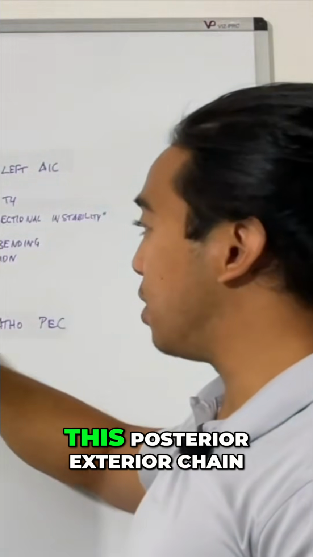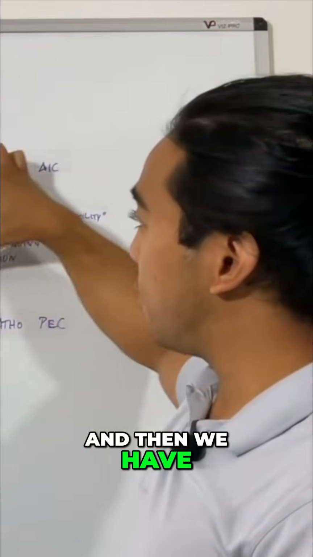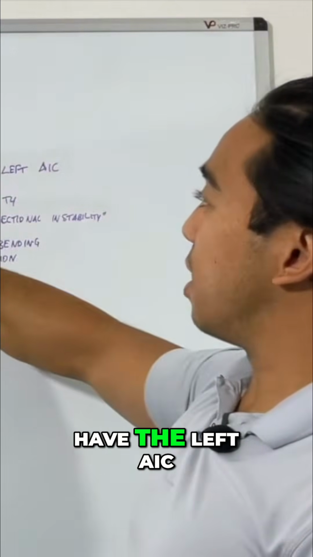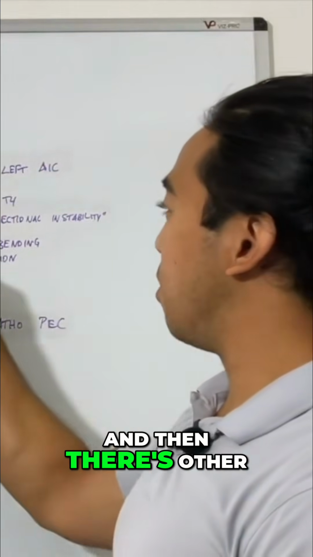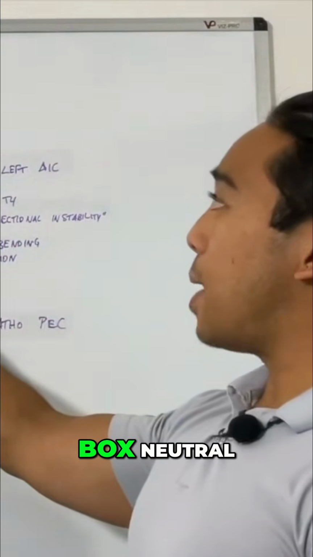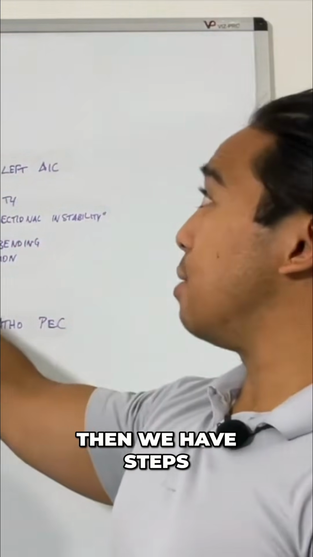I'll go up. We have this posterior exterior chain, and then we have these three pieces. We have the left AIC, right BC, right TMCC, and then there's other iterations here. We have in a box neutral, and we'll talk about that in a second. And then we have steps beyond neutral.